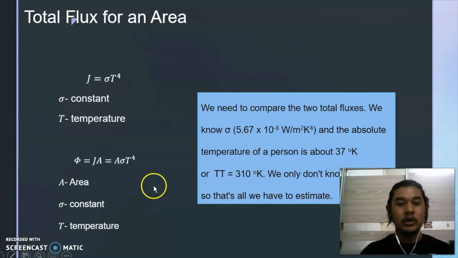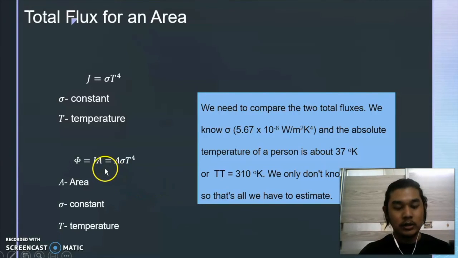Next, for the total heat flux for the area, we are using J A, where A is the area that we want. In this example, like I said in the beginning, we need to make an estimation because we don't know the area. So in the calculation that my friend will show after this, we make a logical estimation for the area to get the answer.